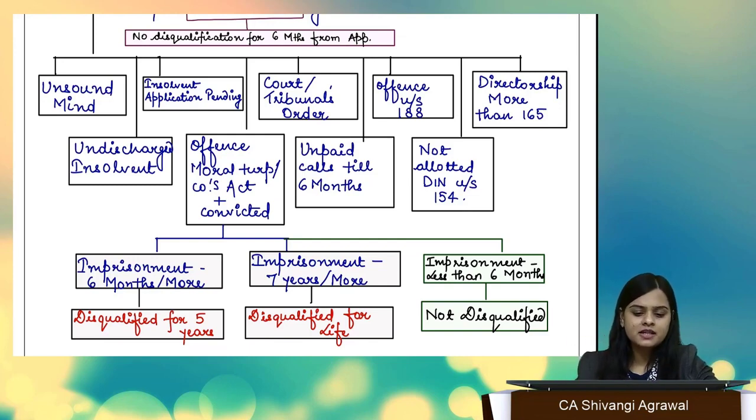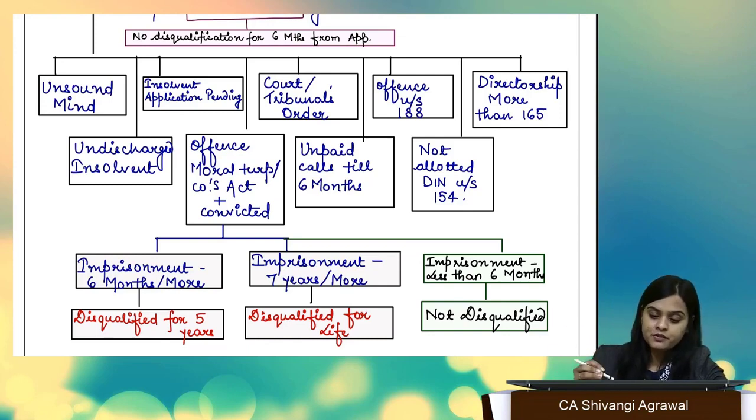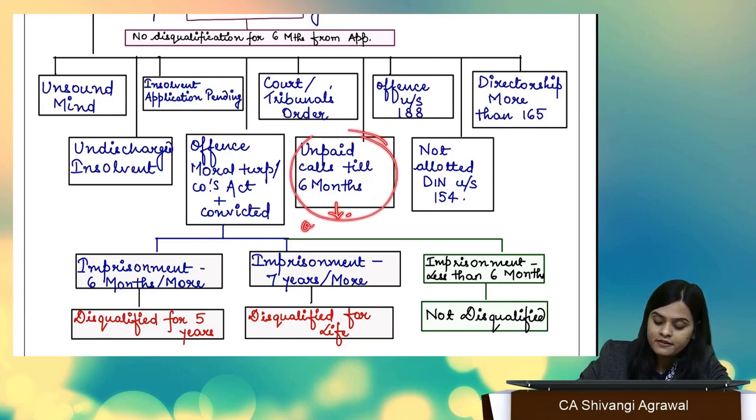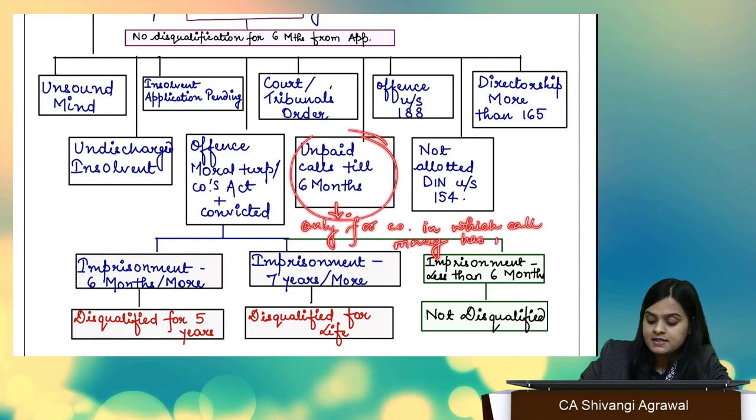The disqualification gets attracted to me when the period of 6 months has elapsed from the last day fixed for payment. Then I am disqualified, and this particular disqualification attracts only for the company in which call money has not been paid, and not in other companies. So in other companies, I'm qualified to become a director. Only in this company, I cannot become a director.